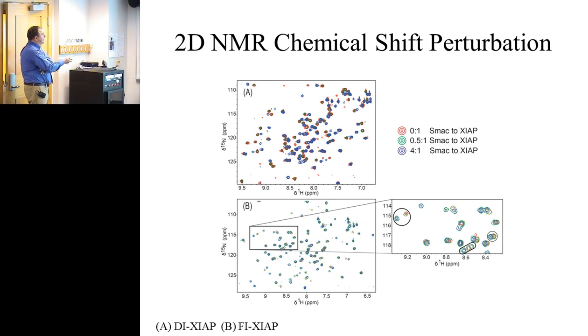And what you can look at very specifically, if we look here over for the fixed interface, you can clearly see that with no Smac in here, you get this red peak here. Then you add in a little bit of the Smac, basically 1 to 2 Smac to XIP, and you get kind of green here and kind of green here. And then when you saturate XIP with Smac, you get this blue dot here. So this is telling us that the electronic environment around XIP is changing because the Smac peptide is binding the protein. And this is true for both the design and the fixed interface.